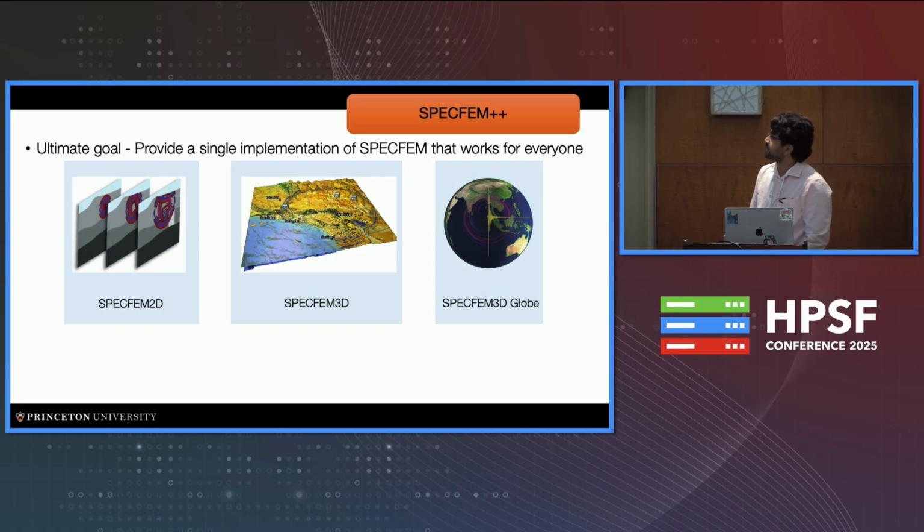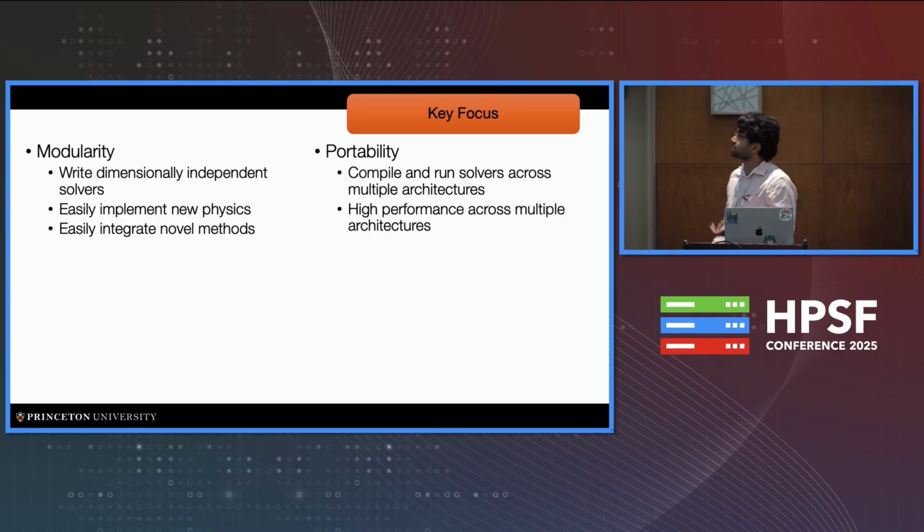The SPECFEM++ effort itself is driven by the goal to provide a single interface to run 2D, 3D, and global simulations, with the key focus of modularity, that is, being able to write dimensionally independent code. It should be easy to implement new physics and easy to integrate novel methods. On top of that, we want to develop the code with portability in mind, that is, able to run with high performance across multiple architectures.